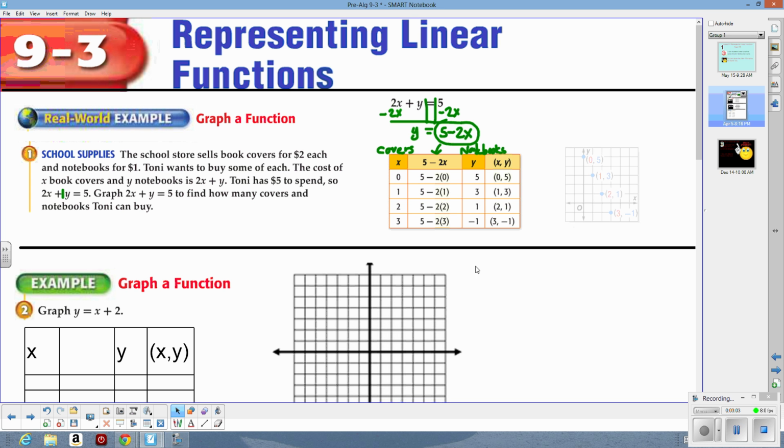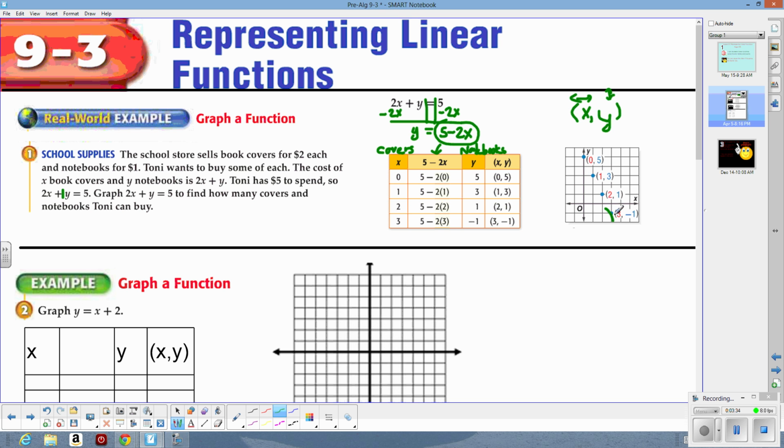Now when you go to plot those ordered pairs, remember the x value tells you how far right or left to go, and the y value tells you how far up or down to go. So to plot 0, 5, you stay at the origin and go up 5. To plot 1, 3, you're going to go to the right 1 and up 3. To plot 2, 1, you're going to go to the right 2 and up 1. And then for 3, negative 1, you're going to go to the right 3 and down 1 since it's negative.